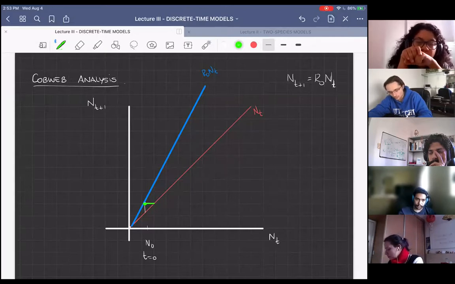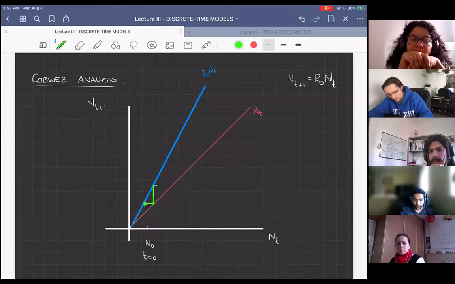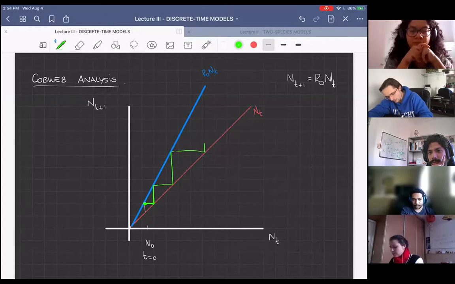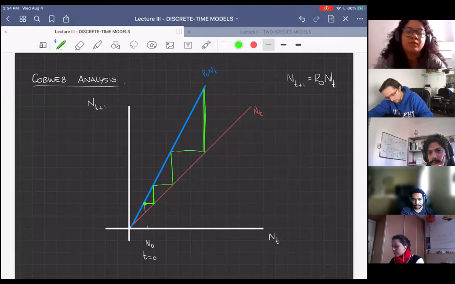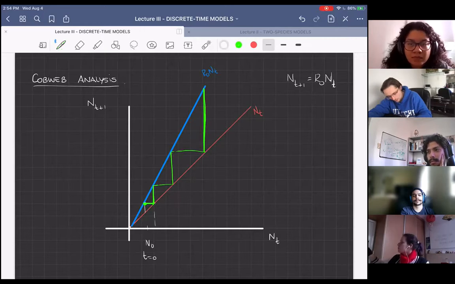Once that reproduction event happens, where should I go? I should go up, right? And then I have another time where I don't have reproduction. I go back here. I go up, here, up, and so on and so forth. So basically, this would be in time 1, in time 2, and so on and so forth.